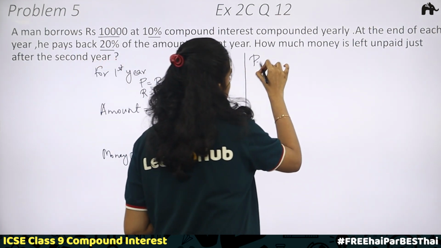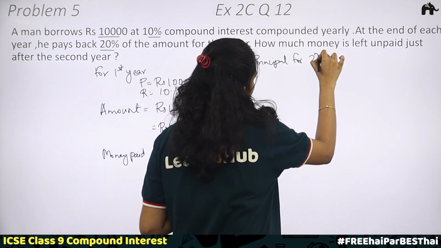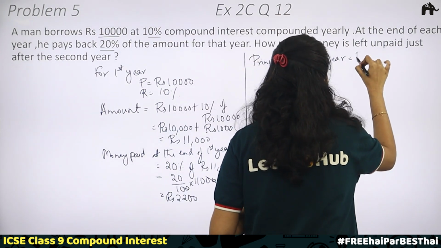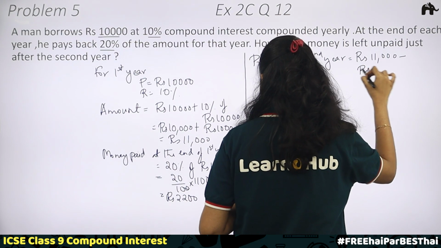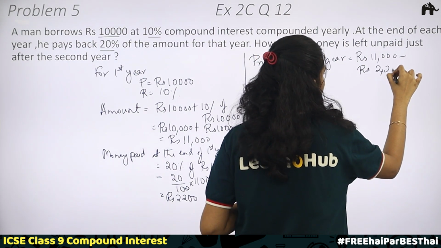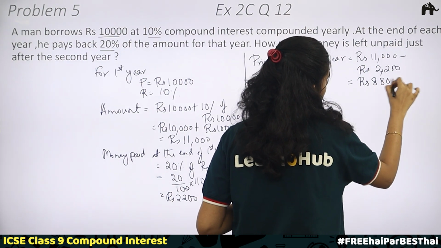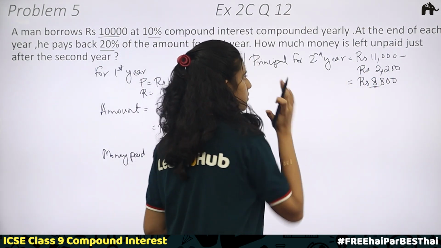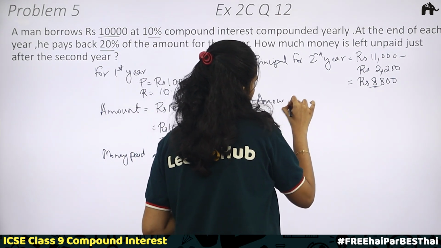So principal for second year is equal to rupees 11,000 minus rupees 2,200. You will be getting rupees 8,800. So this is the principal for second year. Okay, rate of interest is same. Now we'll find the amount at the end of second year.